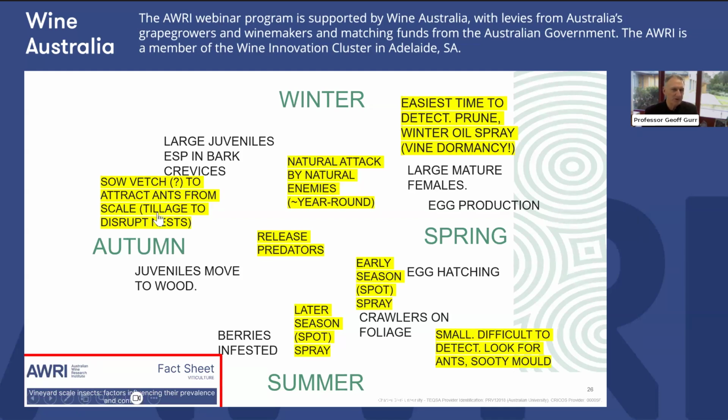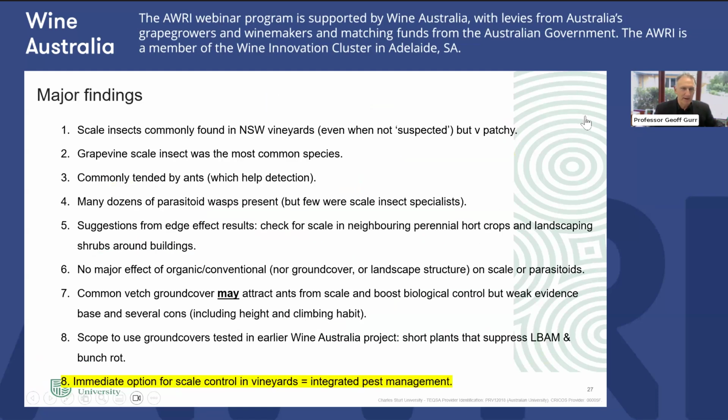And then once we get to autumn, that's when vetch would be sowed, if anyone wanted to give that approach a try. And then complementing that, potentially tillage could be used to disrupt the ants' nests, at least in the interrow area. Okay, so that's a summary of the options that I think are available to growers at the moment. And my final slide then is just to try and pull things together with a few major findings.